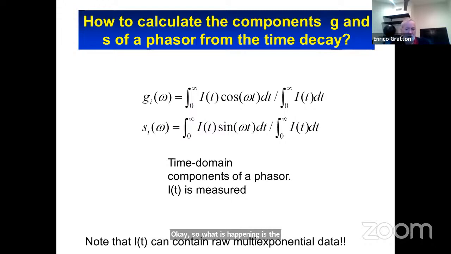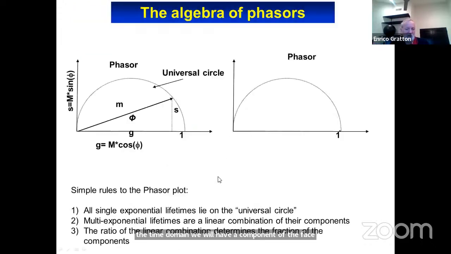If we follow what Gregorio Weber was able to do in the 70s, he said, if we measure the decay of the intensity, which is here, we can define two coordinates, G and S. G is the cosine transform of the decay, and S is the sine transform of the decay. So instead of having a very complicated decay, which can be the sum of many components, we have only a G and an S. For every decay, at that point, we will have a G and S, and G and S are the coordinates of a point. So we start from the time domain, I(t), which is the measured one, and we get the components of a phasor, G and S. Let us see how it works.